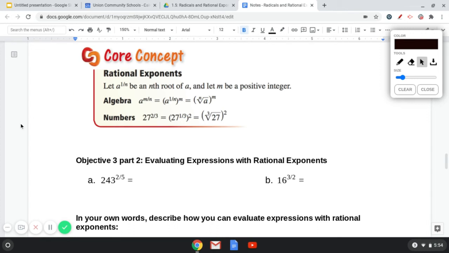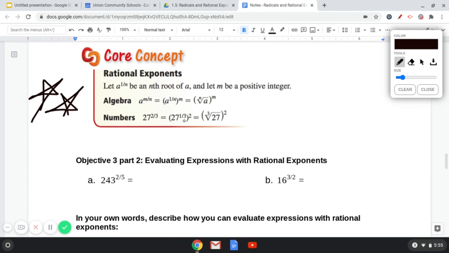Now let's take a look at this. This is key. This is a big idea here. Let a to the 1 over n power be an nth root of a, and m is a positive integer. We're going to say a to the m divided by n. So let's just look at this example, 27 to the 2/3 power. We're going to talk about fraction powers that don't have a 1 in the numerator. Whoa. Rules of exponents, class. This 27 is the base, it stays the same.